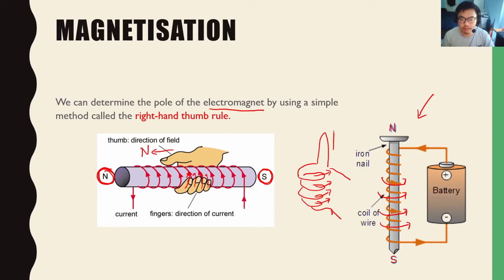And then wherever your thumb is pointing to, that is the north. So you can see the thumb is pointing upwards, so the north is up here, and therefore the south is down here. So this is south, this is north.